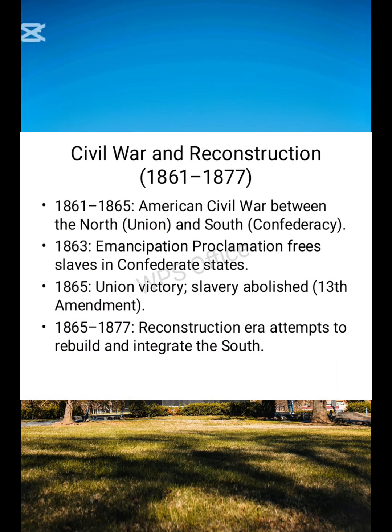5. Civil War and Reconstruction, 1861–1877. 1861–1865, American Civil War between the North, Union, and South, Confederacy. 1863, Emancipation Proclamation frees slaves in Confederate states. 1865, Union victory, slavery abolished, 13th Amendment.